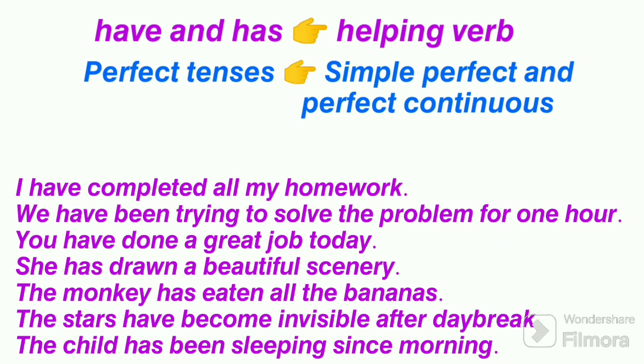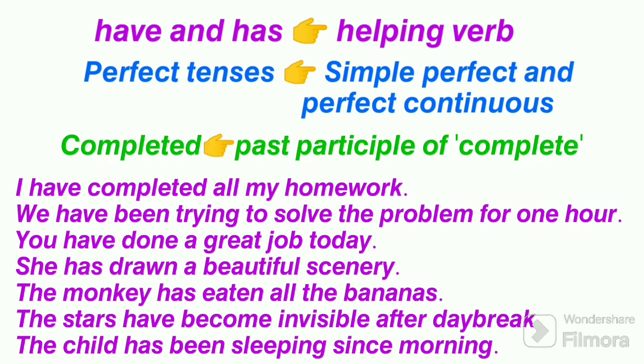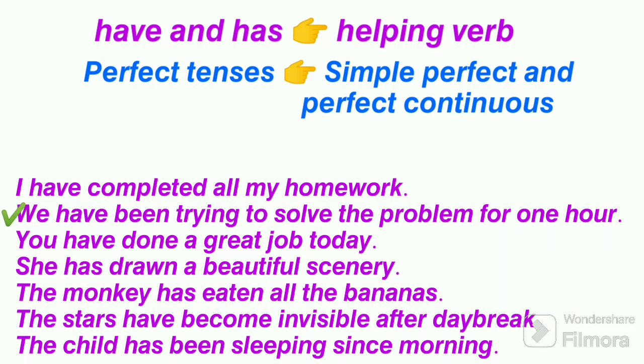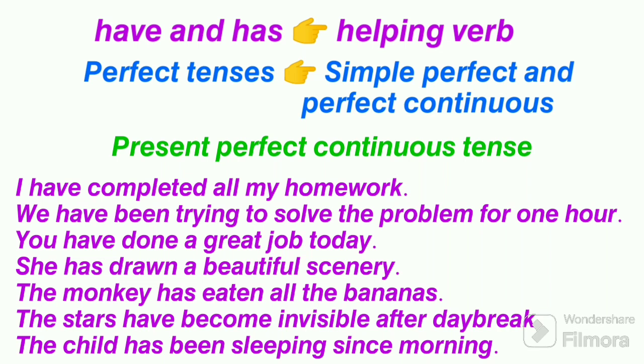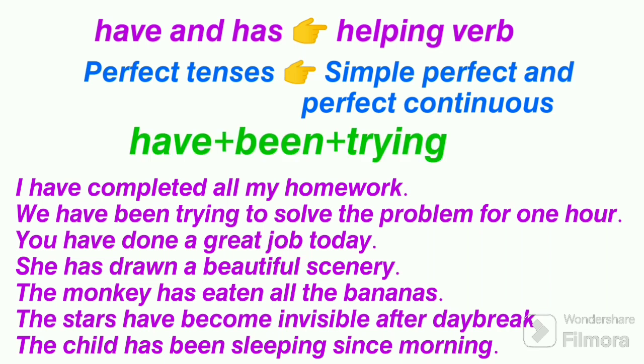So when we say, I have completed all my homework, here have has been used with the past participle of the main verb complete, that is completed. Then we have been trying to solve the problem for 1 hour. This is a present perfect continuous tense where have is used with another helping verb been along with the present participle or ing form of the main verb, that is trying.